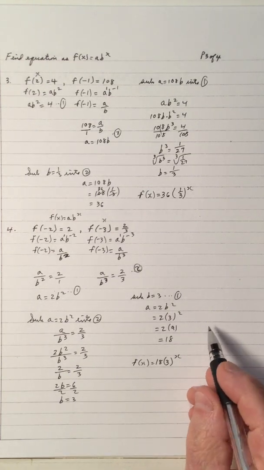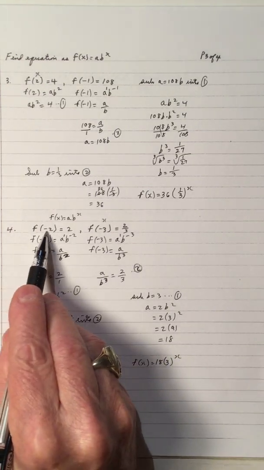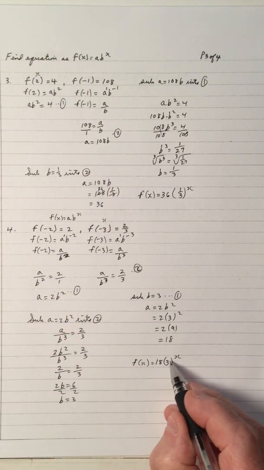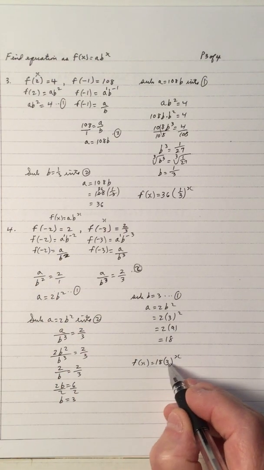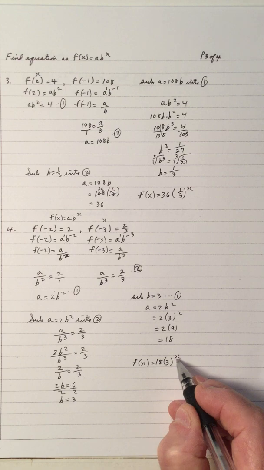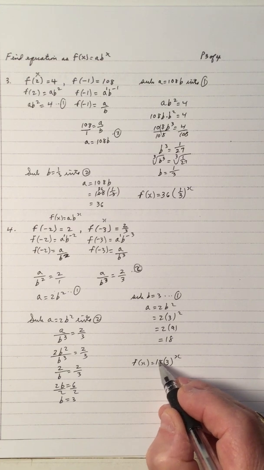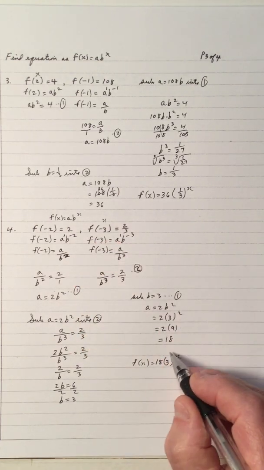And just check with one of the numbers, x is negative 2. So if f of negative 2, put a negative 2 here, and I get 1 over 3 squared is 9, and 1/9, 9 into 18 goes 2. Perfect, looks okay.